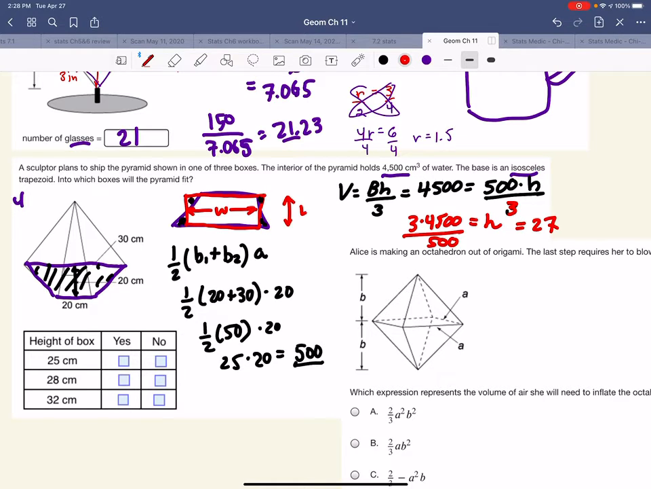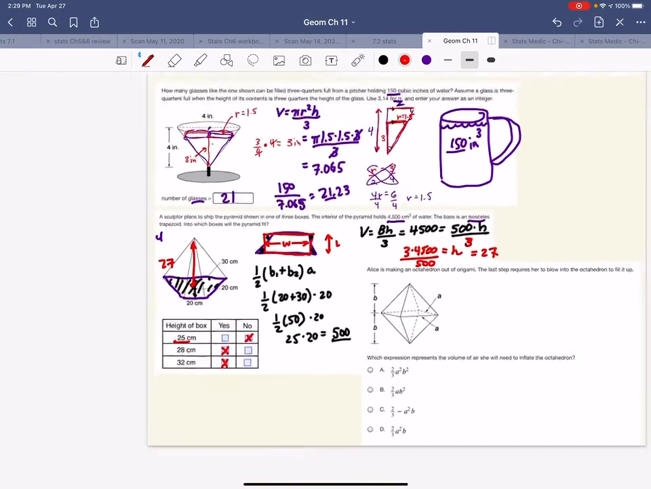So if our height is 27, would it fit in a 25 box? No. Would it fit in a 28? Yes, right? Because it is 27. And would it fit in a 32? Yes. It'd have a lot of space.